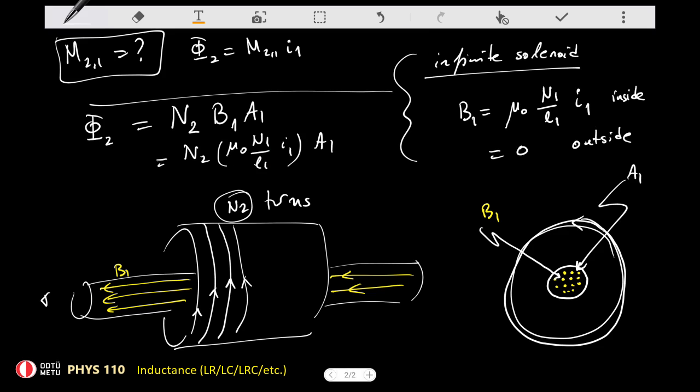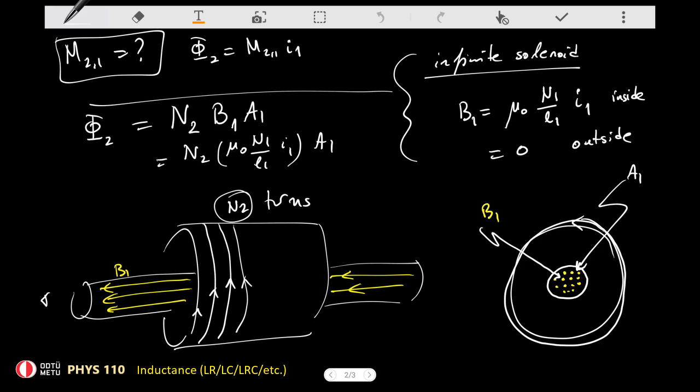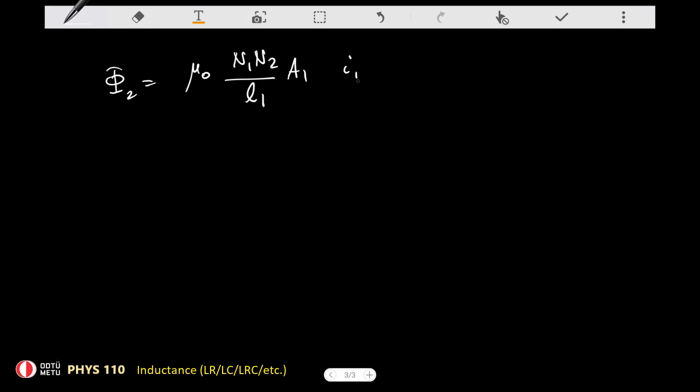And unfortunately, I don't have much space left in here. So let me continue in this new page. So phi 2 is mu0 N1 N2 divided by L1 times A1. Let me come back. L1 A1 multiplied with the current. So therefore this is M21 times I1. So that means M21 is equal to mu0 times N1 N2 divided by length 1 area 1.